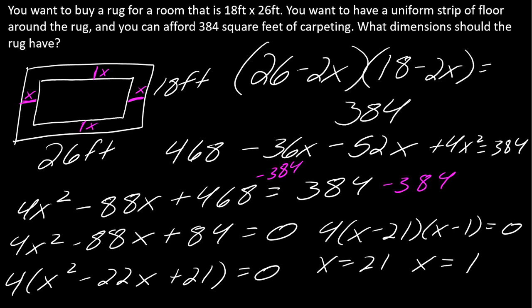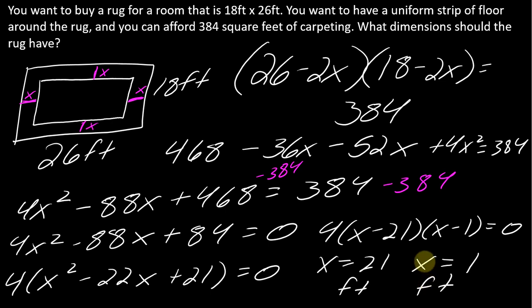All right, and once again, it's an application, so now you have to think, what does this mean? Remember, the units here were feet. So I actually have a choice to make: x equals 21 feet or x equals 1 foot. x cannot be 21 feet because that would exceed the room. So the border around the carpet is going to be x equals 1.